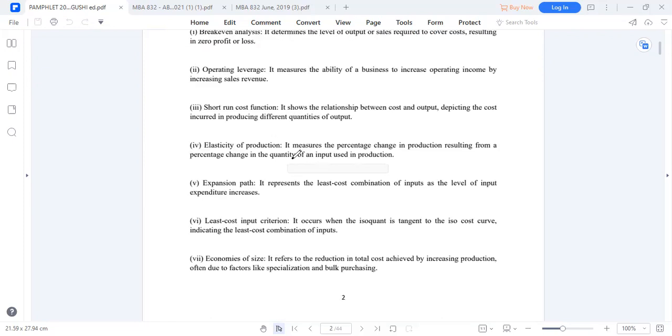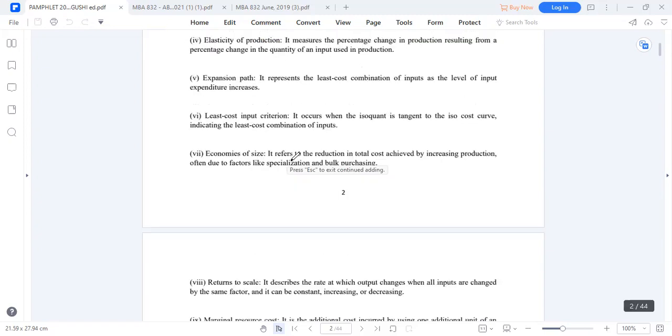Economies of scale simply refers to the reduction of the total cost, which is achieved by increasing production, which is often due to factors like specialization and bulk purchasing. So economies of scale are usually earned by firms that have reached a certain level where they're able to efficiently produce more goods at a very low cost.